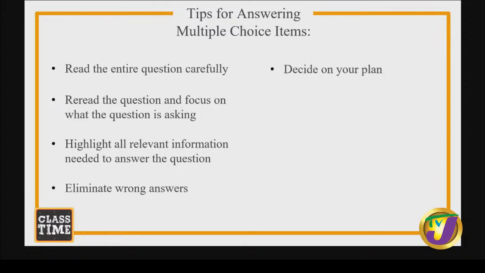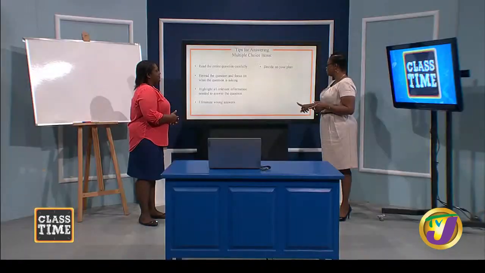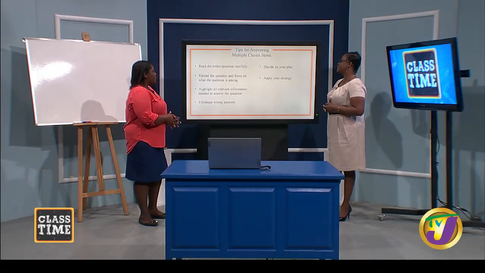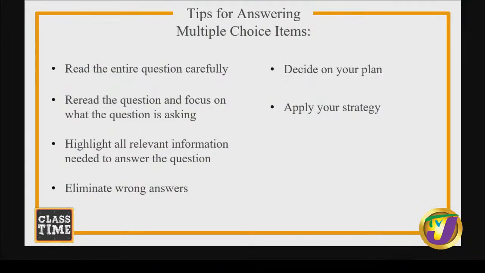So if you notice, we are actually going through some of the same steps for problem solving. That is true. Read and understand. You formulate a plan. Then you action the plan. Apply your strategy, which would be the same as actioning the plan. And then you check your work. And most importantly, you need to indicate your answer by shading with the appropriate pencil, at the appropriate number, as indicated on the paper.